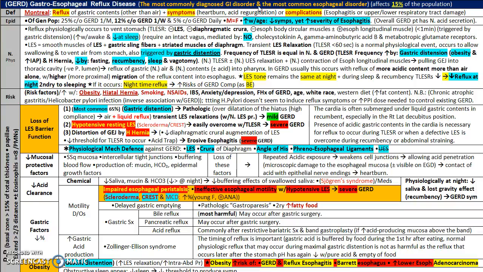GERD is not only the most common esophageal disorder, it's also the most commonly diagnosed GI disorder. GERD overall affects 15% of the general population. There is a definition called the Montreal definition for GERD, which is reflux of gastric contents other than air, plus the classic symptoms of GERD, which are heartburn and acid regurgitation, or complications of GERD in the form of esophagitis or upper or lower respiratory damage.